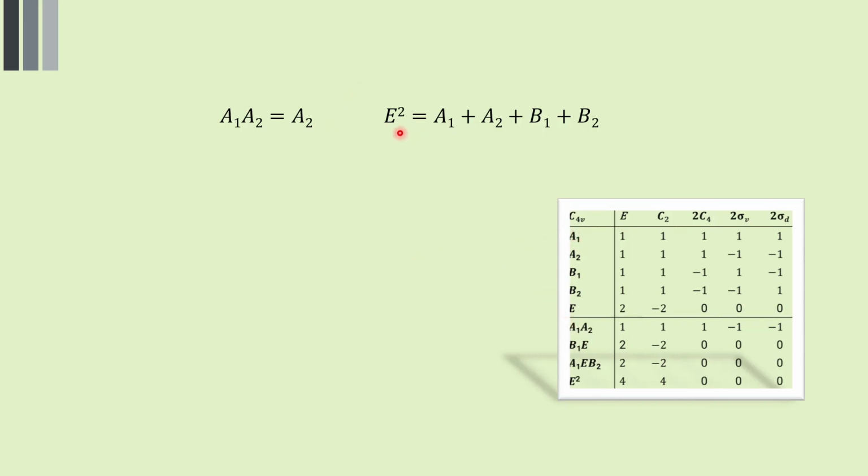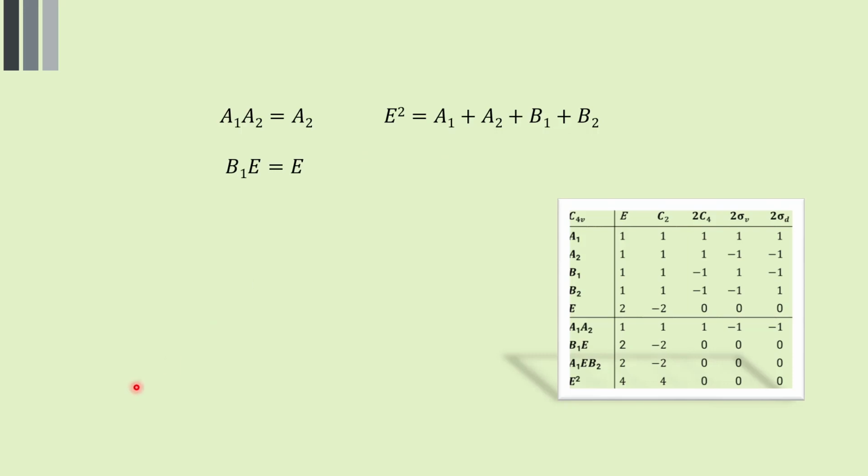If we talk about E squared, that is equal to 4, 4, 0, 0. A simple logic tells us that if you add 1 plus 1 plus 1 plus 1, that becomes 4, and for the other columns, 2 minus 1 and 2 plus 1, the result is going to be 0. Here again 2 plus 1 and 2 minus 1, result is 0. So E squared is equal to the summation of A1, A2, B1 and B2. That can be easily also observed or calculated using the standard reduction formula that we have seen earlier.